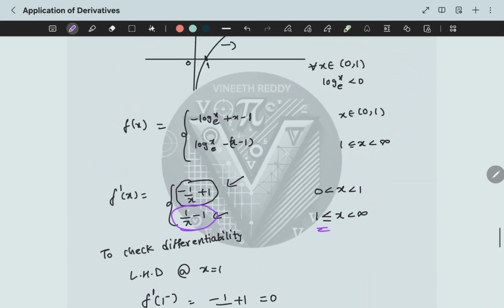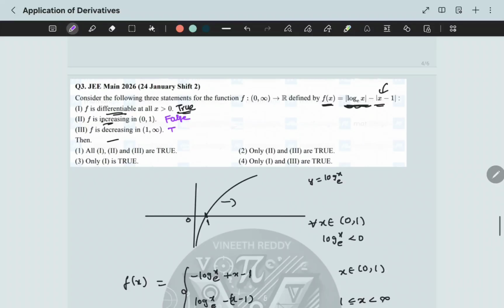So what can we write? F of x is again decreasing. Yes, this is true. That means statement 1 is true, statement 3 is true. So what should be the answer? This cannot be the answer, this cannot be the answer. No, this should be the answer: 1 and 3 are true. So therefore this is the right answer.